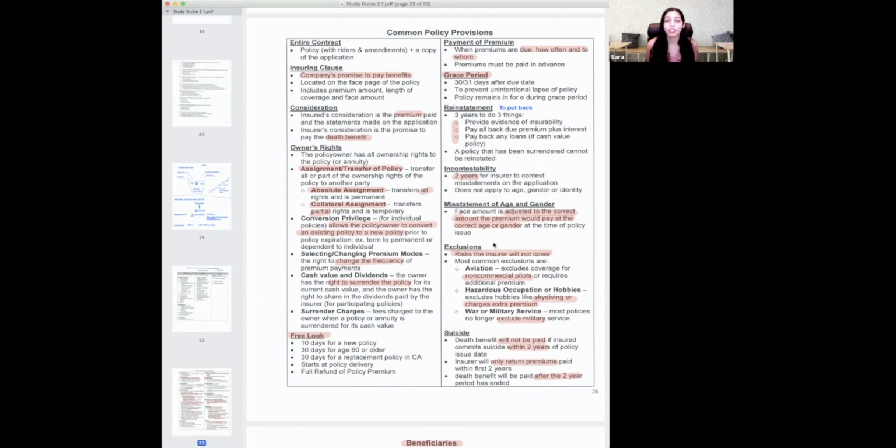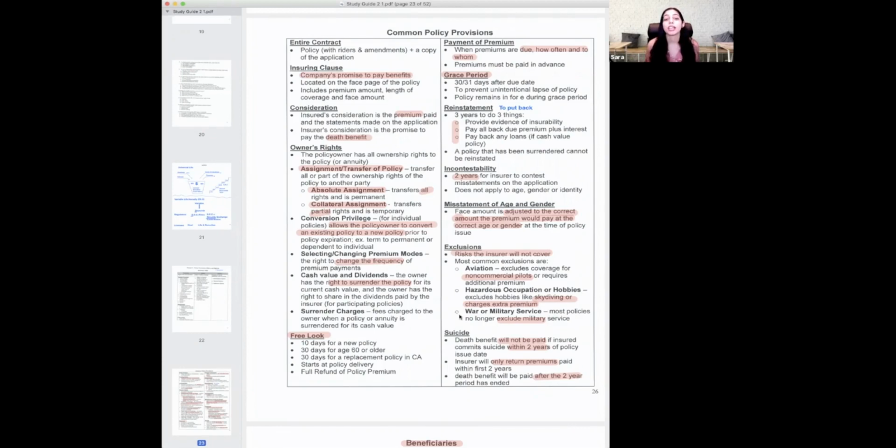And the last one is war or military service. So some companies actually don't cover military. And an example of not covering war is 9/11. Once they announced that it was a terrorist attack, it was an act of war, right? And the moment they said that, a lot of companies said, oh, that's an act of war. We don't cover acts of war, right? So a lot of companies did not pay out their death claims because they said, we don't cover war, it's an exclusion.